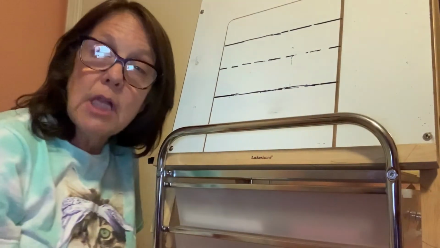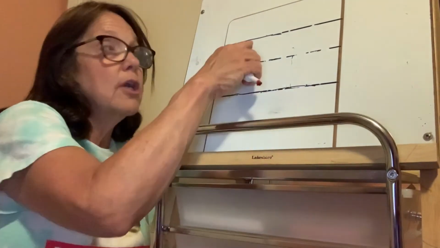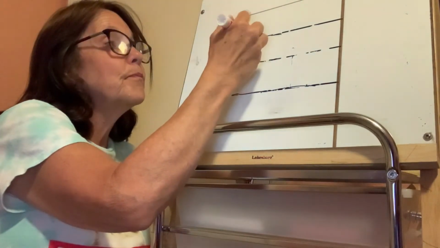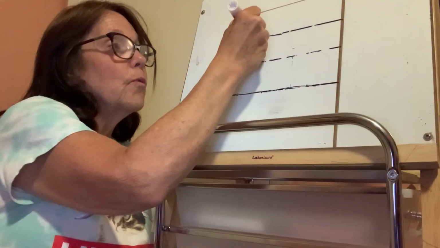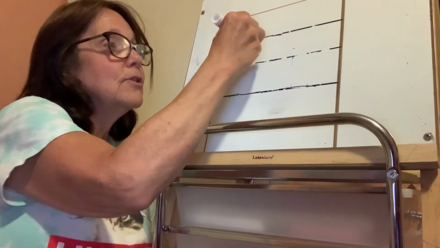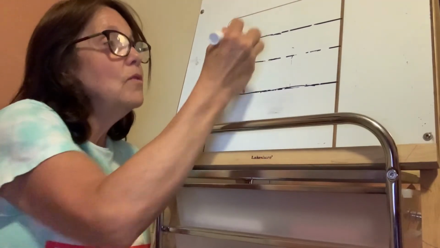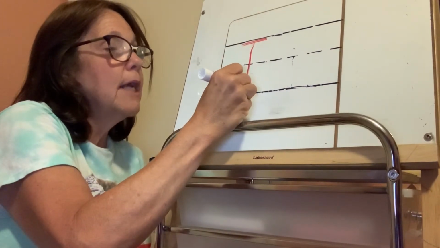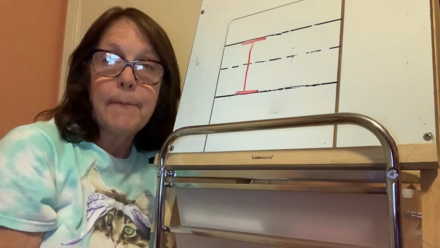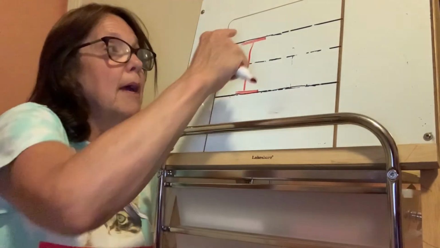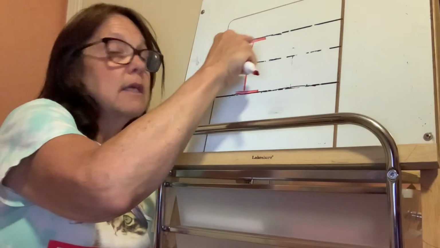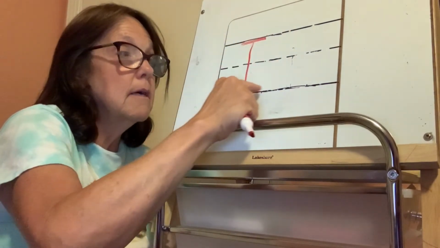Remember, the capital I is a tall letter, so I'm going to start at the top line. Ready? Get your magic finger. Straight line down, straight line across the top, straight line across the bottom. The capital I. Get your magic finger. Straight line down, across the top, across the bottom.